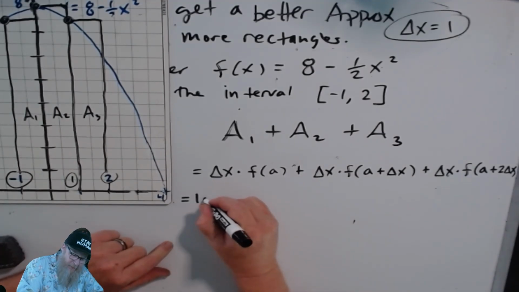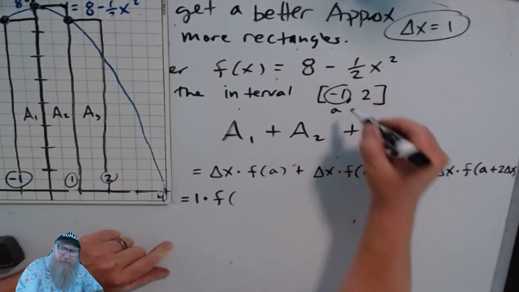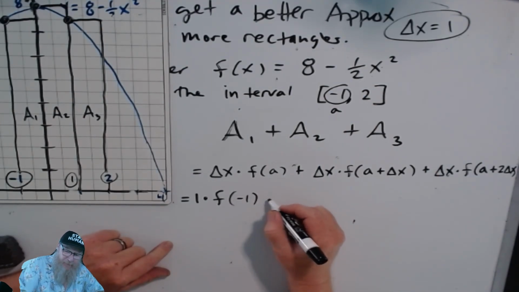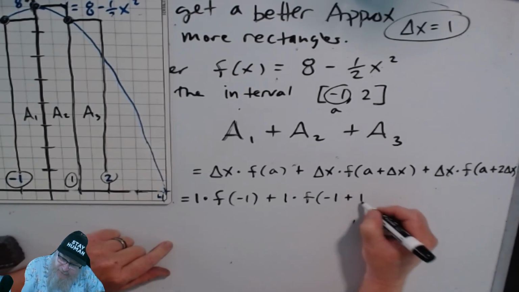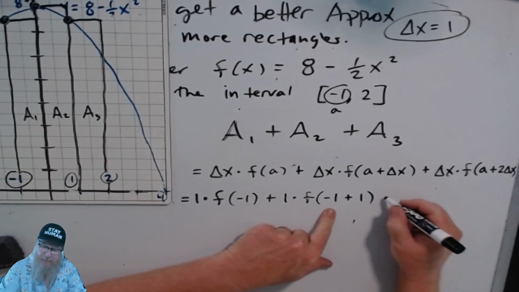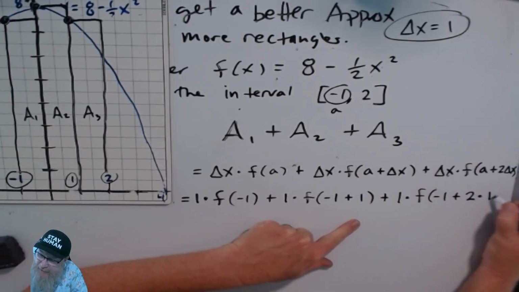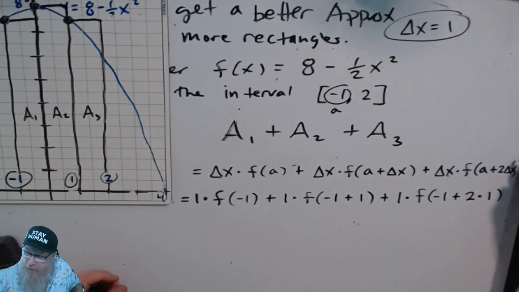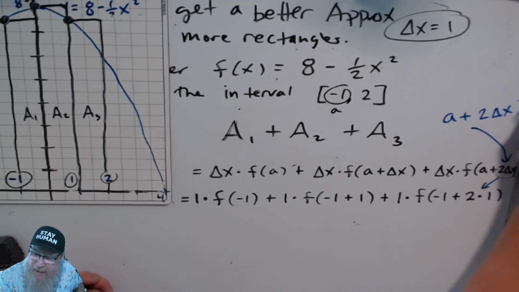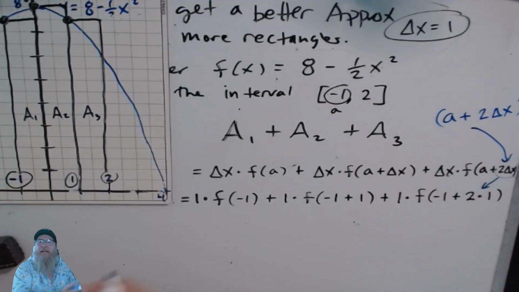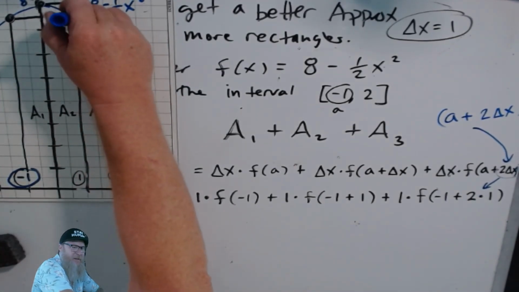So delta x is 1. All of these delta x's are going to be 1. F of A, remember A is your left interval endpoint, so that's -1, plus another delta x times f of A is again -1 plus delta x, -1 plus 1, plus 1 times f of A plus 2 delta x. So let me just blow that up right here. That says A plus 2 times delta x. You see, because we're moving over 2 rectangles to get to the next endpoint. So we're starting at A, and we're moving over to the third rectangle.